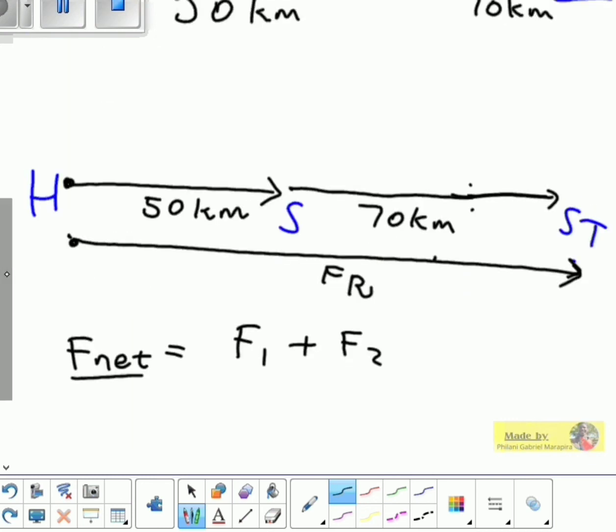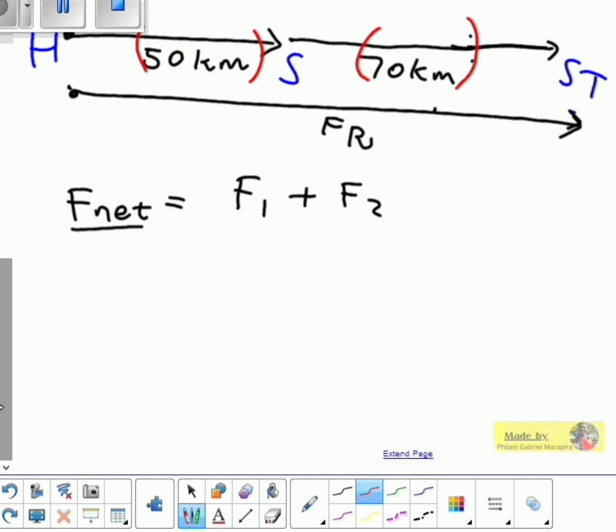So you are going to take 50 kilometers from the first vector and 70 kilometers from the second vector. You add them together to form a result. So this vector FR is a result of 50 kilometers and 70 kilometers. Therefore, you have to add them in this way. So this is the algebraic representation of the F net.